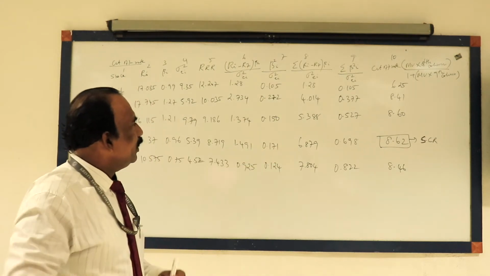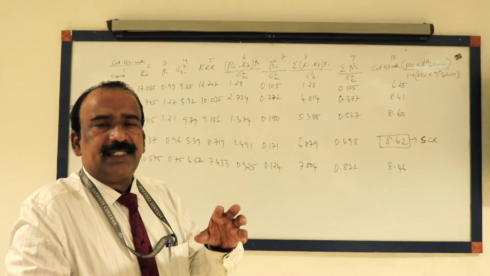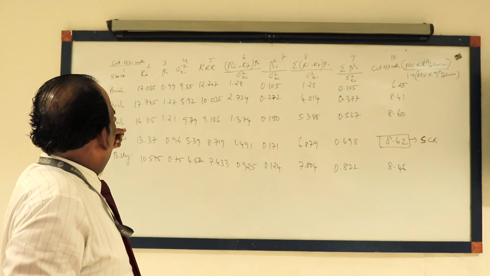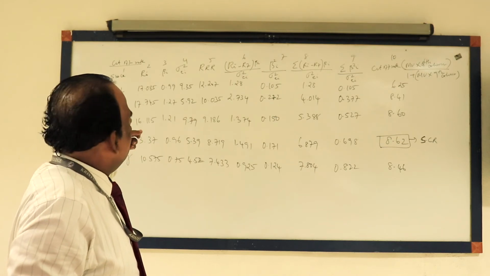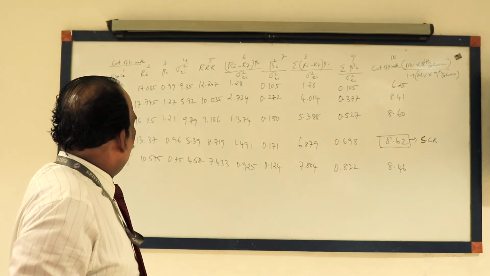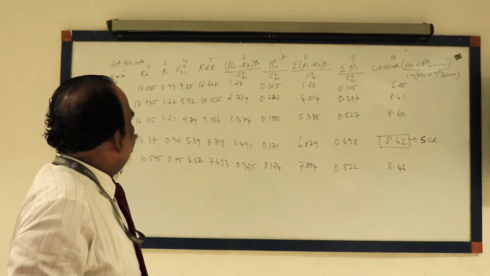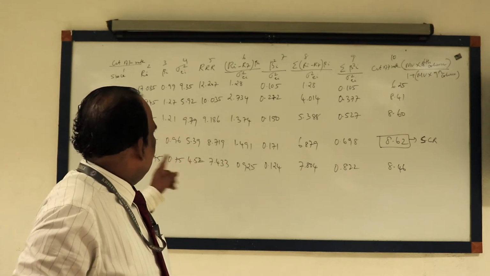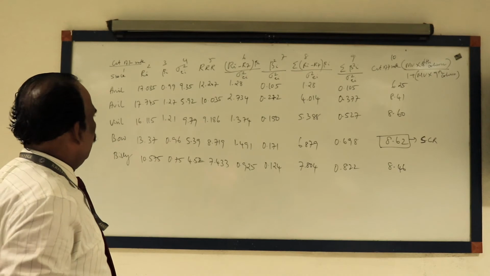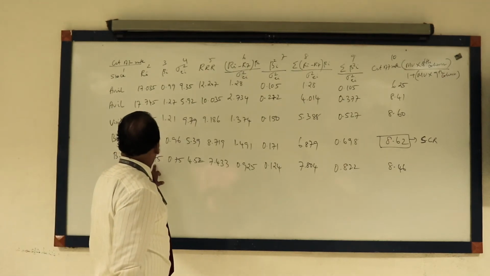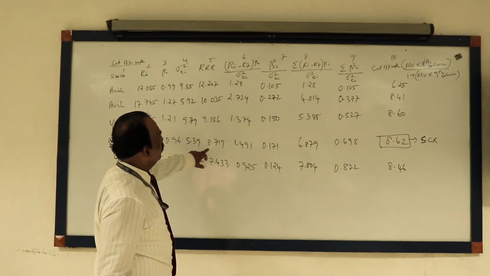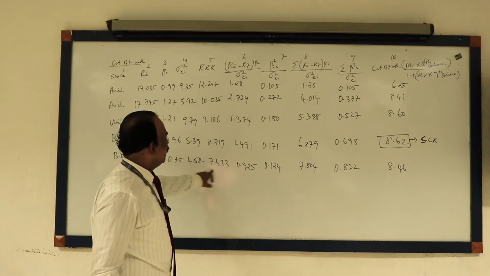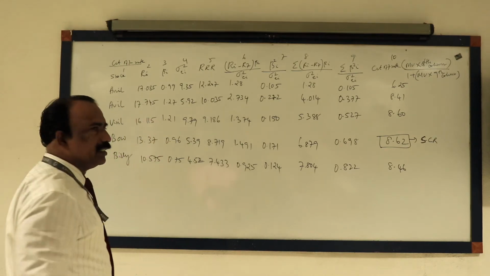So kindly compare the single cutoff rate with the risk reward ratio. The risk reward ratio of Anil, Avil, Viral and Bow is greater than the single cutoff rate, so all 4 stocks have been selected. Look at the risk reward ratio of the last one, 7.433, that is less than the single cutoff rate. So the Billy stock is removed.